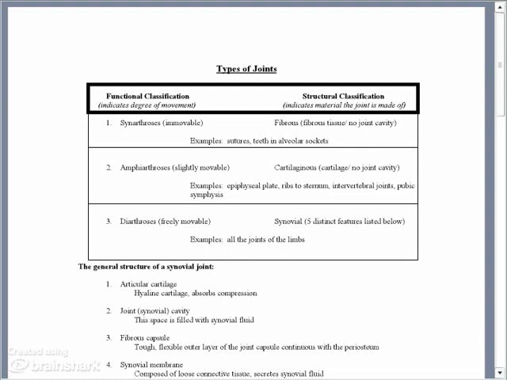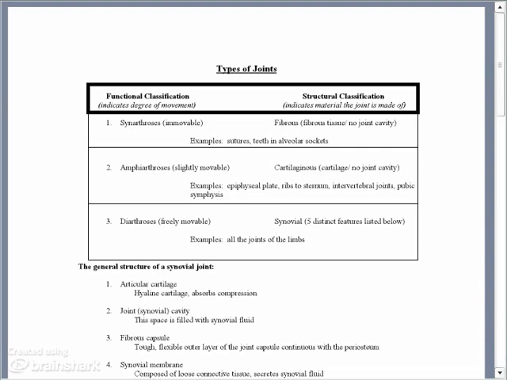Also considered a characteristic or feature of this joint is the articular cartilage. The articular cartilage is the cartilage that we find on the ends of long bones. So they cap the ends of long bones. And that was a concept we learned when we did the structure of a long bone. The articular cartilage is made of hyaline cartilage.